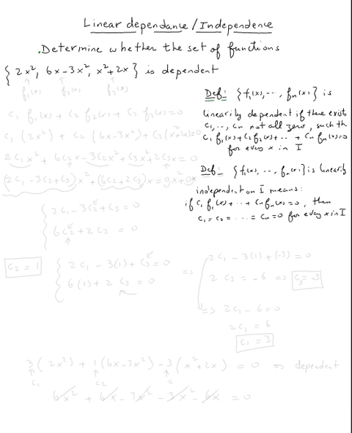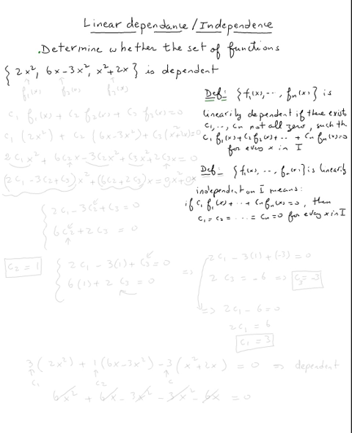The definition says a set of functions f1 of x, f2 of x, all the way to fn of x is linearly dependent if there exist some constants c1 all the way to cn, not all zeros, such that c1 times f1 of x plus c2 times f2 of x all the way to cn times fn of x is equal to 0 for every x in some interval I.